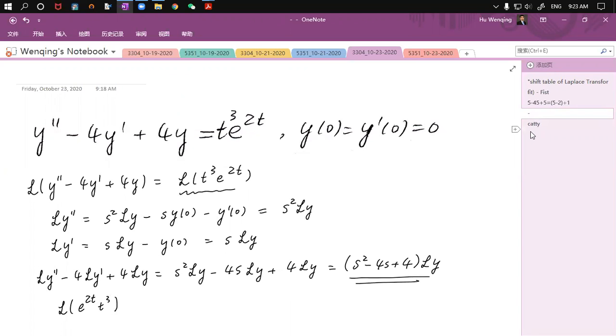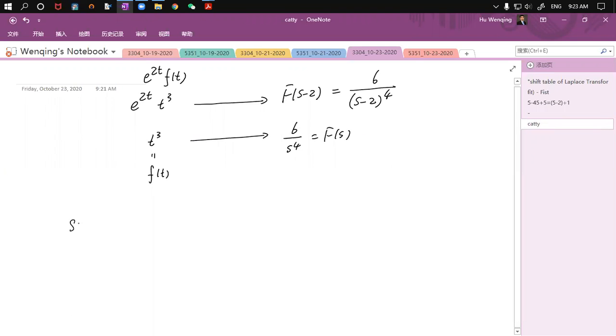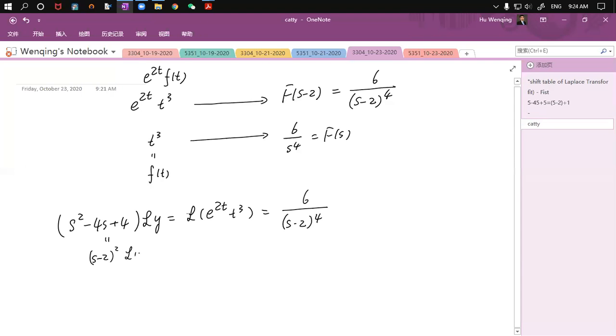So this is the Laplace transform on the left-hand side. There's s squared minus 4s plus 4 multiplied by the Laplace transform of y, which is equal to the Laplace transform of this object, e to the power of 2t times t to the power of 3. This is nothing but 6 over s minus 2 to the power of 4. So this one is s minus 2 squared times the Laplace transform of y. So what you get in the end is that the Laplace transform of y is 6 over s minus 2 to the power of 6.